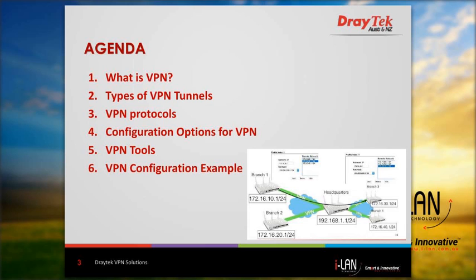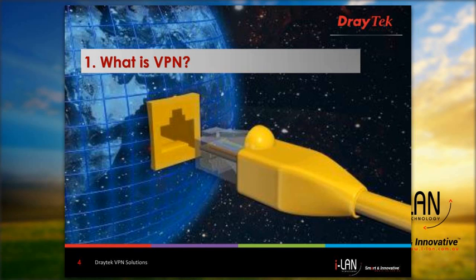There's a number of topics we'll cover today. The first is I'll describe what a VPN is. Then I'll describe the different types of VPN implementations supported in DrayTek routers. Then I'll follow this by VPN protocols used and some background information on how the tunnels are established. And then I'll look at some VPN tools and go over a VPN configuration example. So we'll just start by looking at what is a VPN.